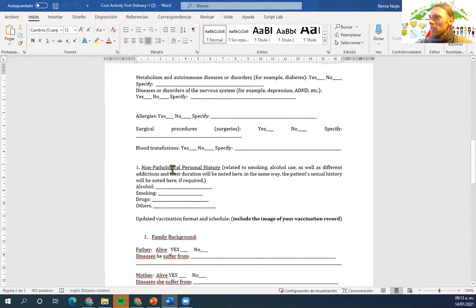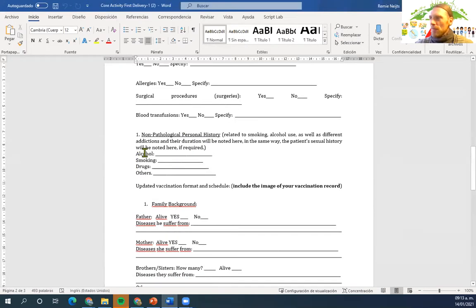Then you have the non-pathological personal history. So here, be honest. If you drink some alcohol, if you did some smoking now and then, maybe you tried some weed or some other stuff, I will never ever tell your parents. If there are other things, write them down. If you don't want to do it, I'm not going to oblige you. But if you want to be open about it, there are no consequences for what you write here.